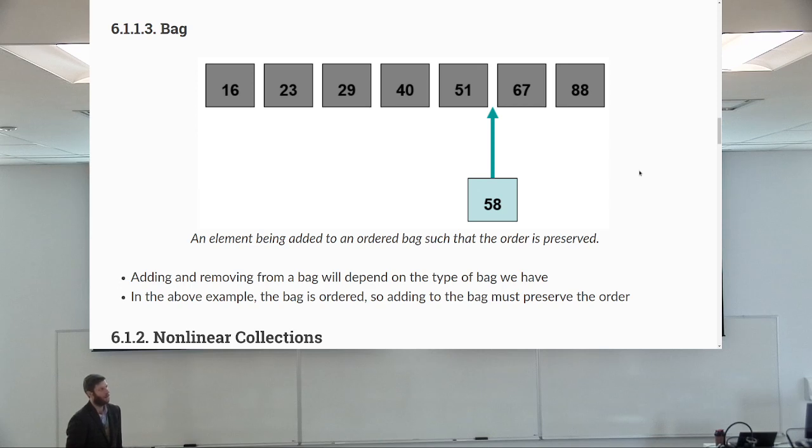Well, if this was a stack, you would just put it on the top. If this was a queue, you would add it to the rear. If it's an ordered bag, though, like a sorted bag, you need to add it such that the order of those elements is preserved. Like, I can't add 58 before 51 because that would break the rule. So there's a more general version of a linear data structure there.